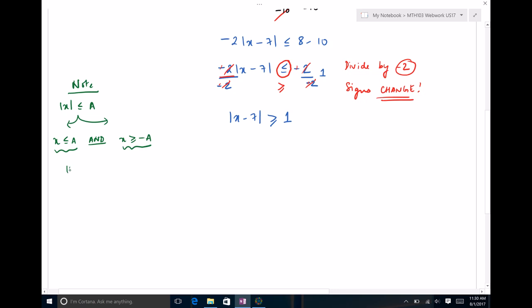However, if you have the absolute value of x is greater than or equal to a number a, then the two possibilities that we have are x is either bigger than or equal to the positive a, or x is less than or equal to the negative of the number a. Again, this makes sense because x can only be either greater than a positive number or less than a negative number. It can't happen at the same time.